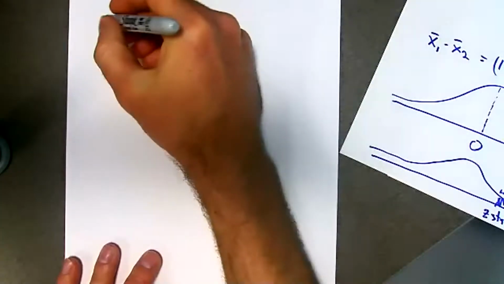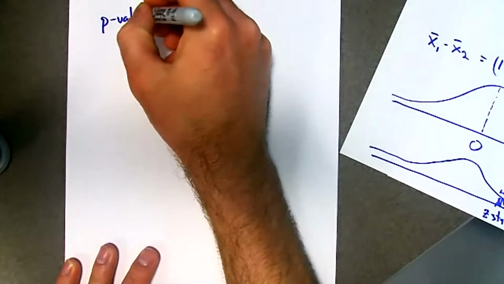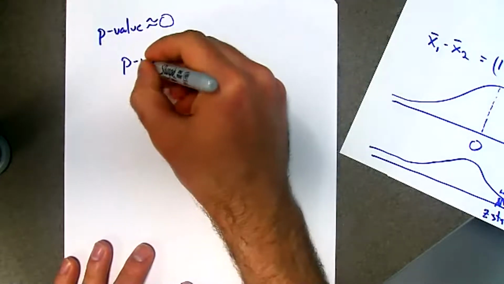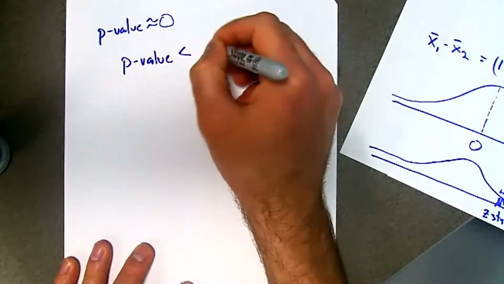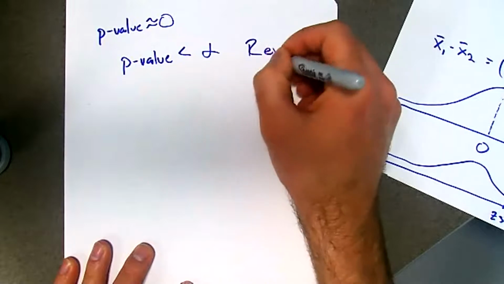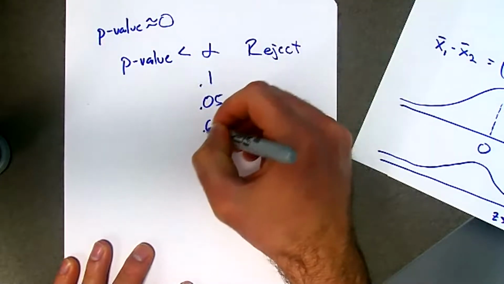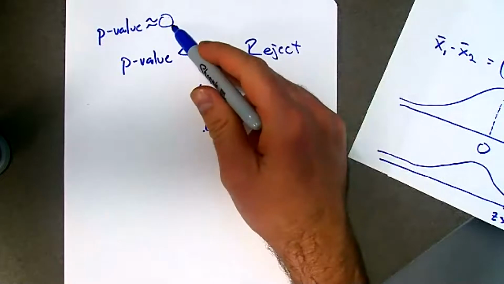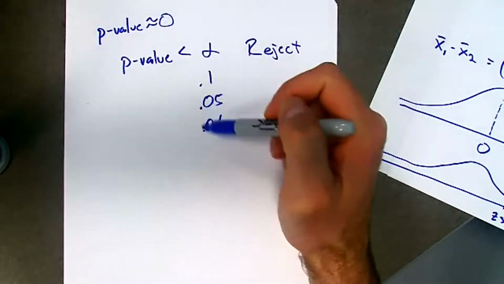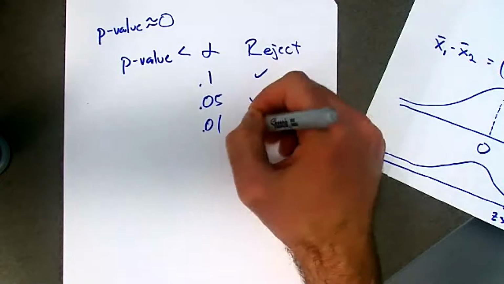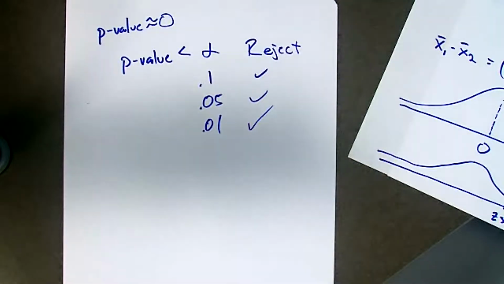If my p-value is approximately 0, all of them, right? Because my rejection decision is, if the p-value is less than alpha, then I reject. Well, if I have alphas of 0.10, 0.05, and 0.01, pretty much 0 is going to be less than all of them, right? So I can reject at every single level, okay? All right. Any questions on, yeah?